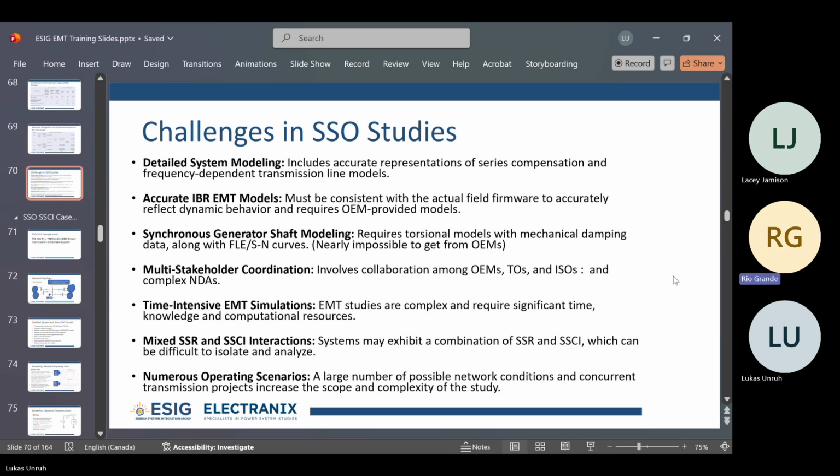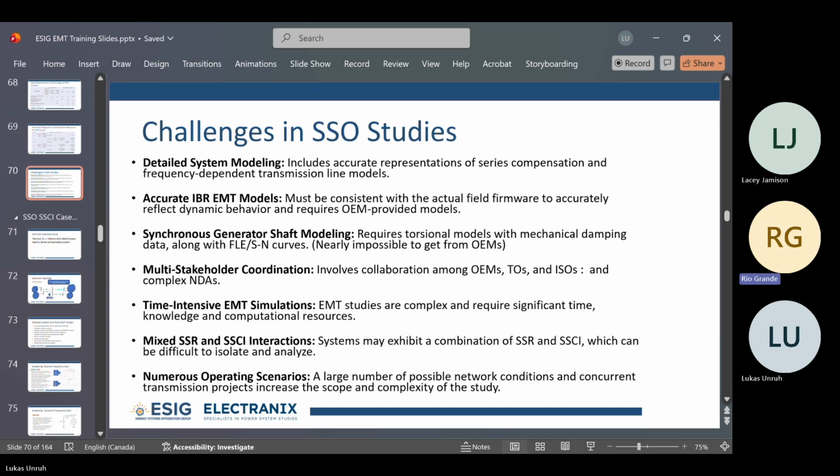Mixed SSR and SSCI interactions. We might see a combination of these phenomena in a study, which can make them difficult to isolate and analyze, and also to mitigate. And we also often have to consider a large number of potential operating scenarios to figure out whether things are going to be stable or not. So that can increase the scope and complexity of the study quite a bit.